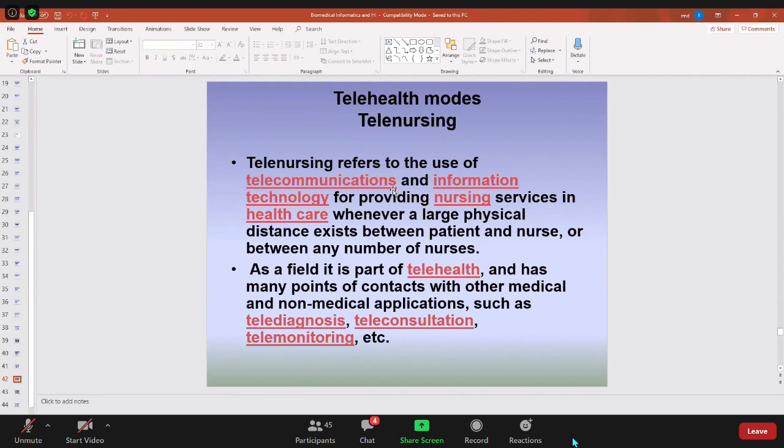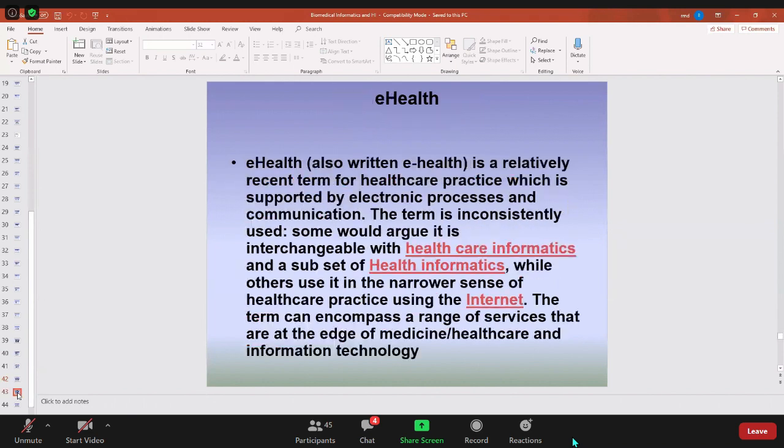It's always there, for providing, in terms of nursing here, nursing services in healthcare whenever a large physical distance exists between patient and nurse or between any number of nurses. As a field, it is a part of telehealth. Telenursing is a subset of telehealth and has many points of contact with other medical and non-medical applications such as tele-diagnosis, tele-consultation, tele-monitoring, etc. There are so many interuses of this particular terminology.